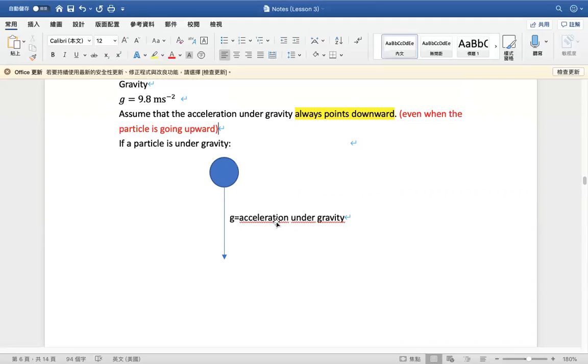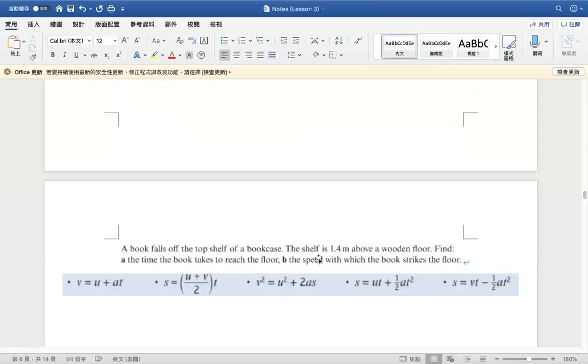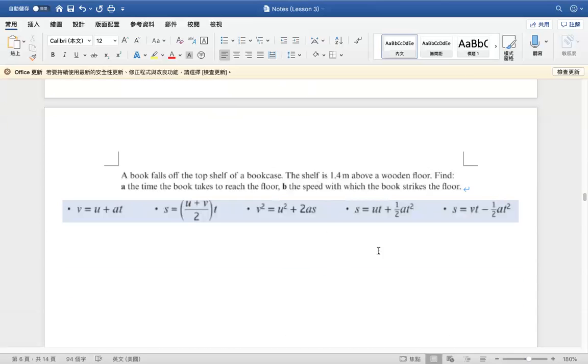Basically we have one extra piece of information, which is if the particle is in free fall or falls under gravity, then a is 9.8 or negative 9.8, depending on the direction you choose to be positive. Okay, so let's look at some examples.